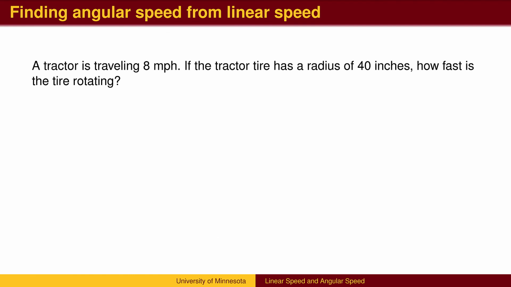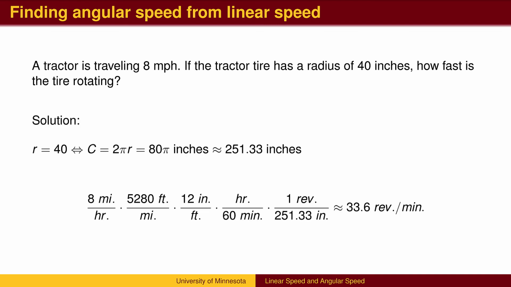We can also go the other way. If we know the speed of the vehicle, we can convert back to the rotational speed. Convert one revolution into inches by finding the circumference, then line up the conversion factors.